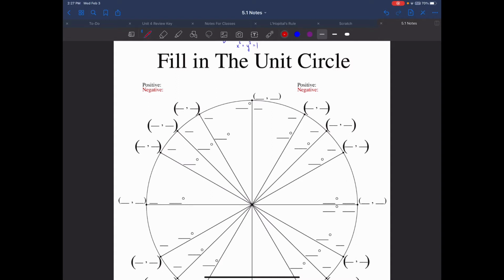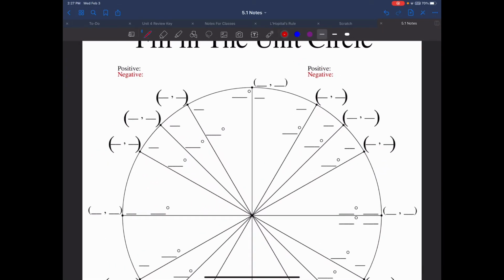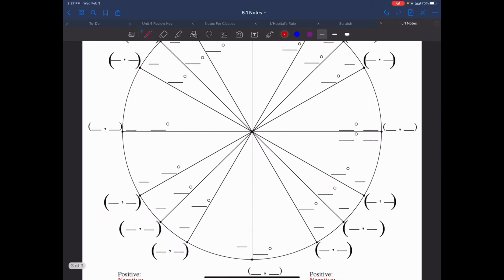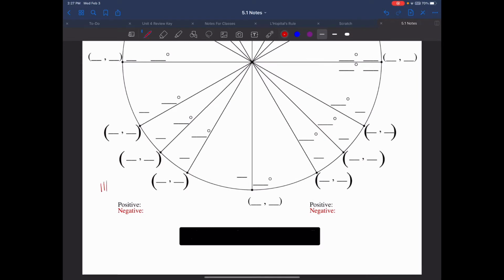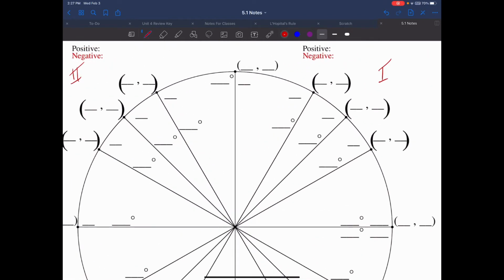So we'll start in this quadrant. So this would be quadrant 1. This is quadrant 2, so it goes counterclockwise. This is quadrant 3, and this is quadrant 4. When I say quadrant, I mean 1/4 of the circle. So we'll start in this quadrant here.